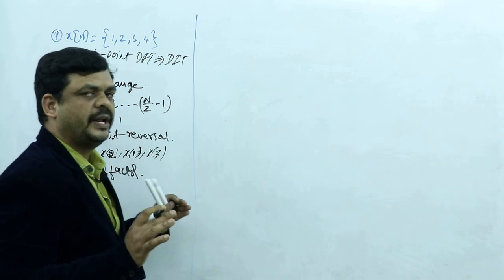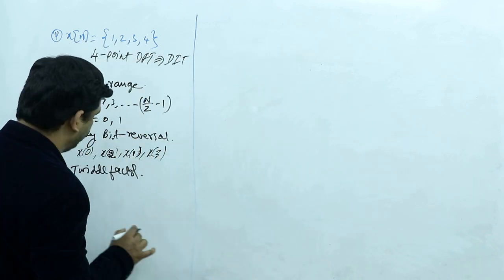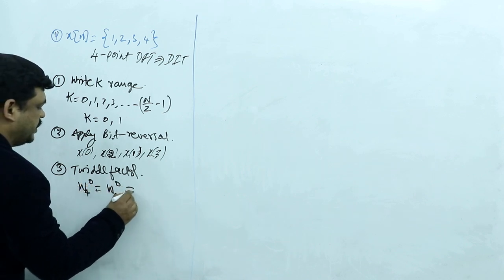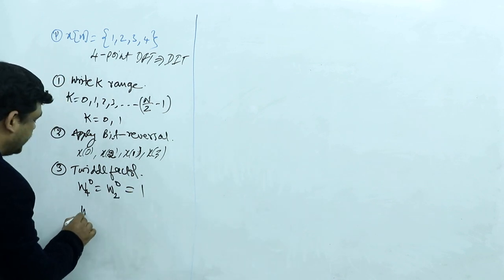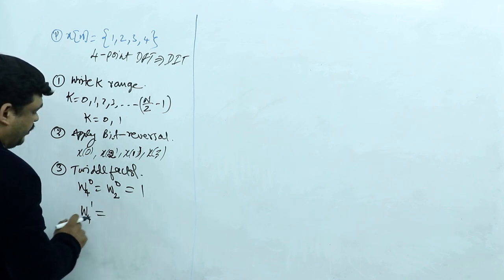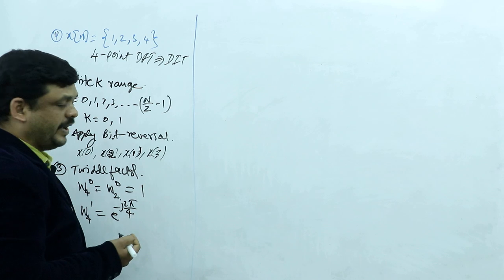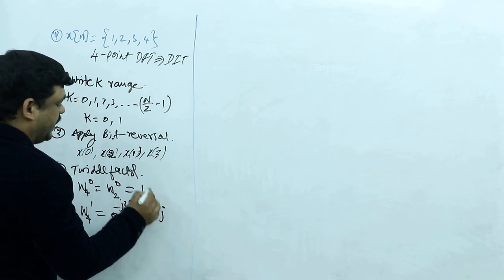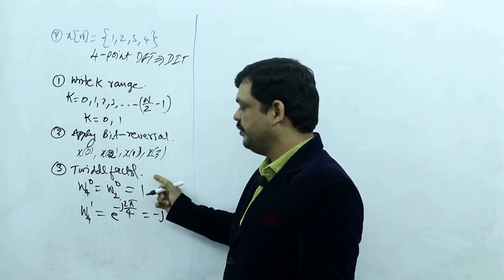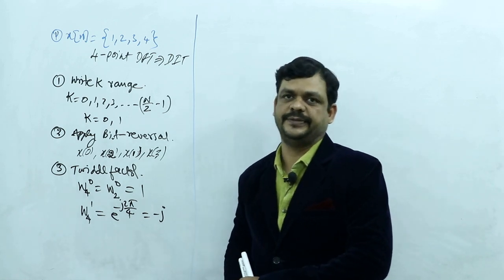Now the required values are W_4 power 0 and W_4 power 1, because the k values are 0 and 1. That's why I'm writing W_4 power 0 equal to W_2 power 0 equal to 1. And one more is there, W_4 power 1. If you write e to the power of minus j 2π/4 whole to the power of 1, so π/2, this gives minus j. So W_4 power 1 is minus j and W_4 power 0 is 1. We have to find the twiddle factor values according to the k range. The k range here is 0 and 1, so only 2 twiddle factors are enough.